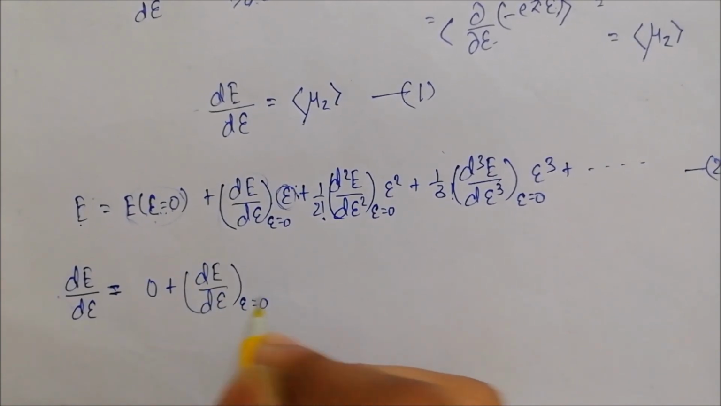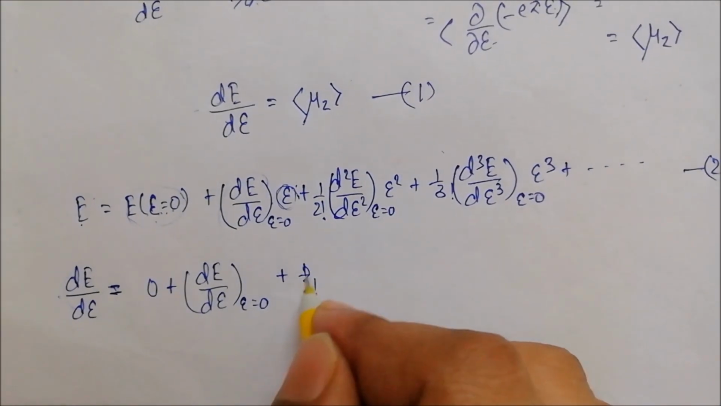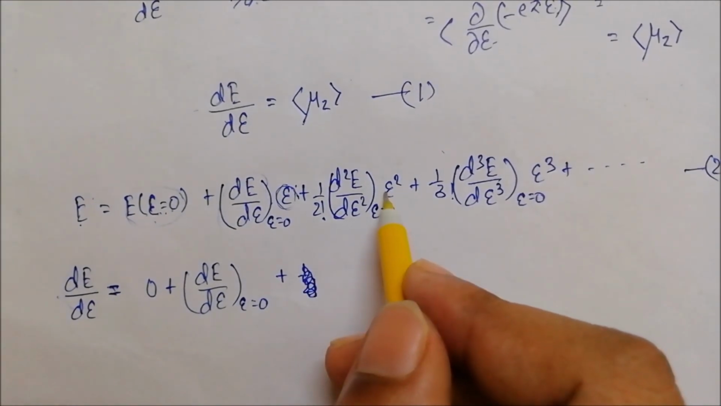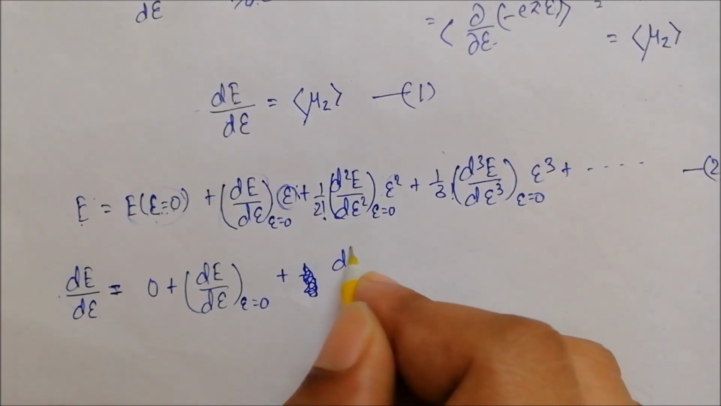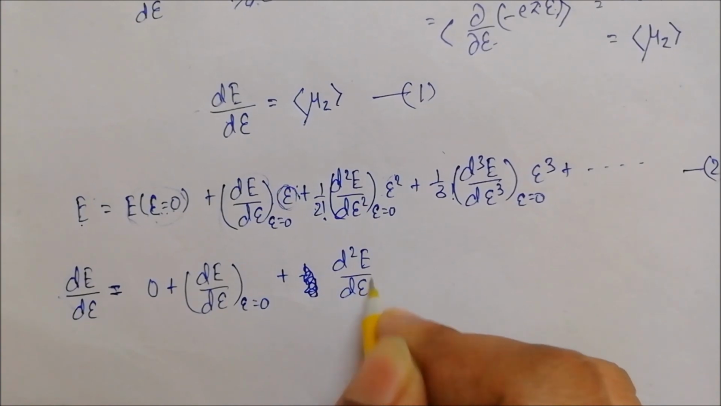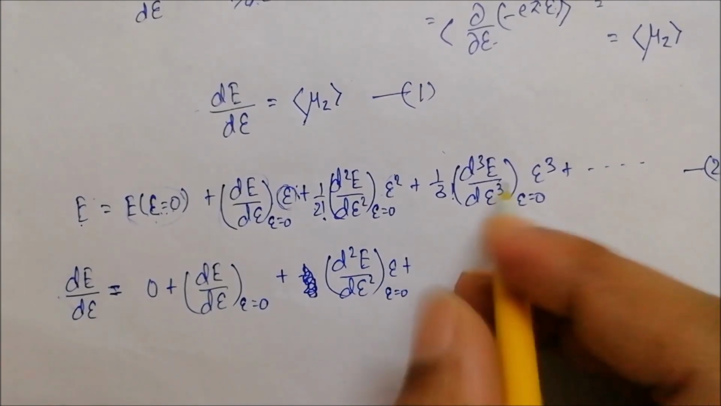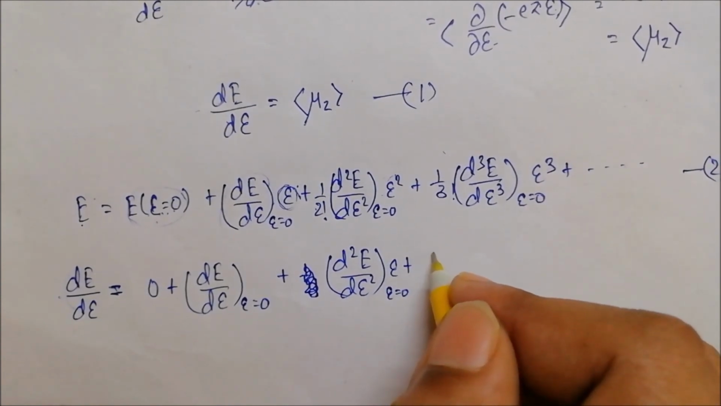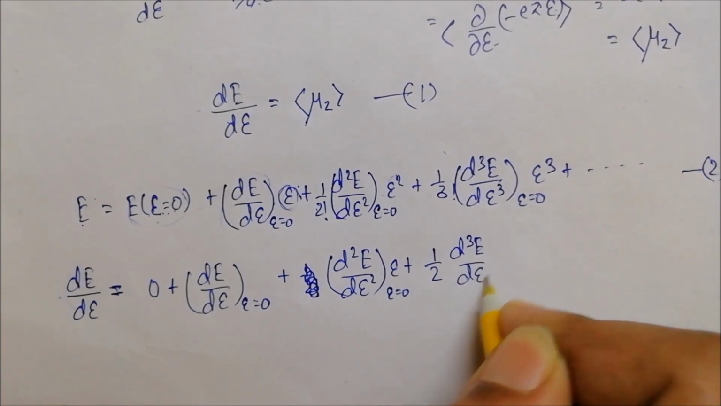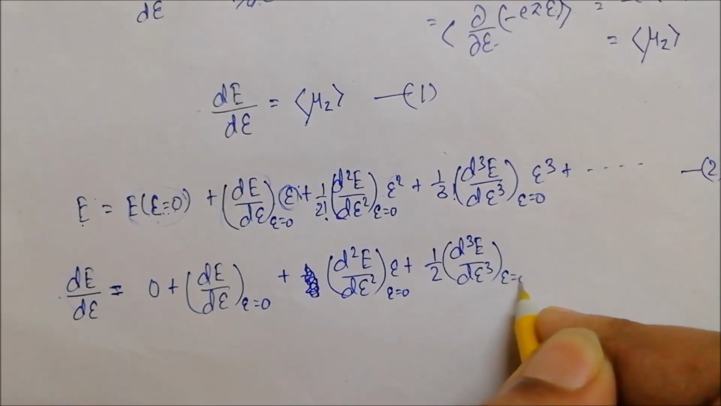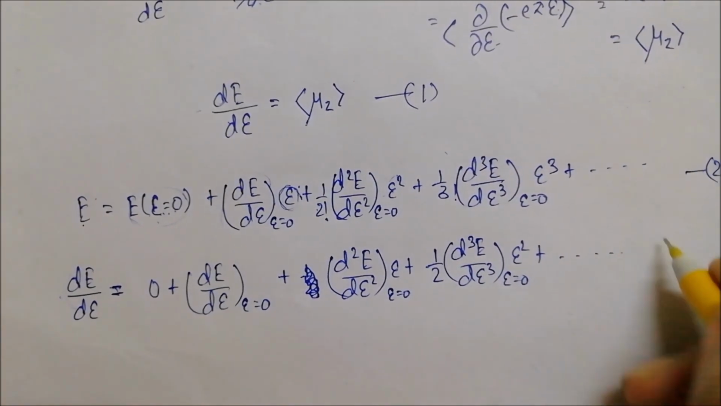at E equal to 0, plus 1 by 2 factorial. Now there won't be 1 by 2, as when we take the derivative this will just be 2E, the 2 cancels, and this will give me d2E/dE2 evaluated at E equal to 0, E. Plus, here also a similar thing happens, so this will be 1 by 2 d cube E/dE cube at E equal to 0, E square, and so on. There will be higher powers.